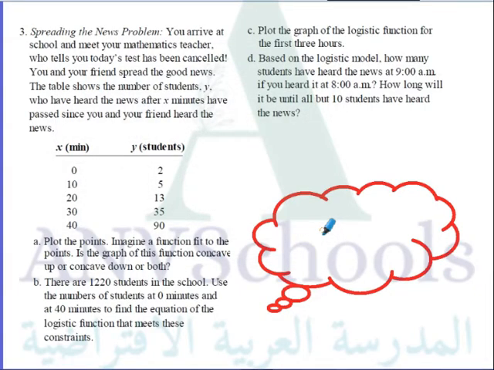We are now on problem set number 3, the spreading the news problem. You arrive at the school and meet your mathematics teacher, who tells you today's test has been cancelled. You and your friends spread the good news. The table shows the number of students Y who have heard the news after X minutes have passed since you and your friend heard the news.